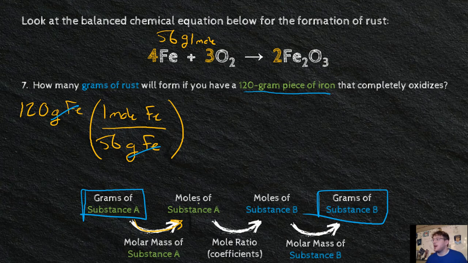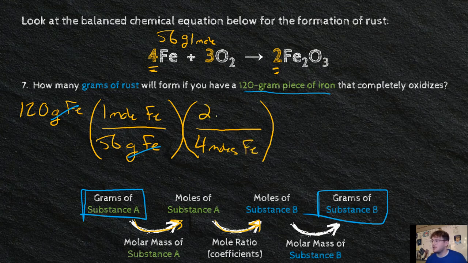What's my next conversion? I need to go from moles of iron to moles of rust. How do I do that? The mole ratio. So let's go and set this up. How many moles of iron do I need to get out how many moles of rust? Well, for every 4 moles of iron, I get out 2 moles of rust. All right, so let's put that in. Every 4 moles of iron, I get out 2 moles of rust. Pardon my handwriting.